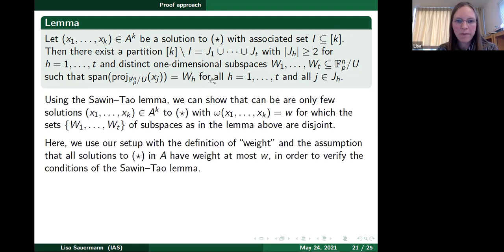And so I don't want to go into the details more here, but the idea is that using the Sauermann-Tau lemma, we can now show that there are only few solutions x1 to xk in A to the system star, which have weight equal to W, and for which the sets W1 to Wt of these subspaces obtained in this lemma are disjoint. So basically, we can show that there are only few solutions with disjoint sets of subspaces coming from this lemma using this slice rank machinery and the Sauermann-Tau lemma.